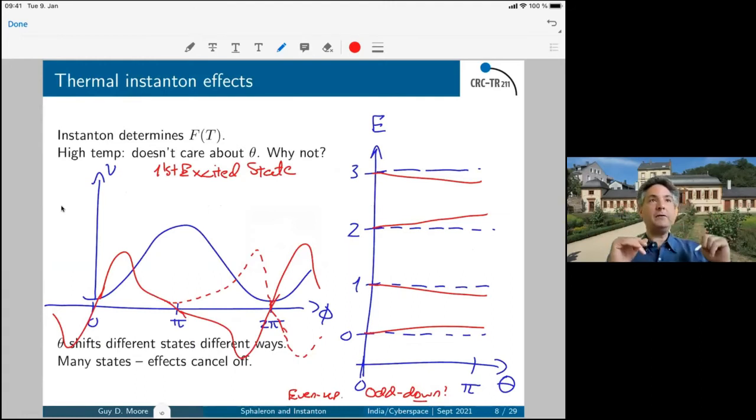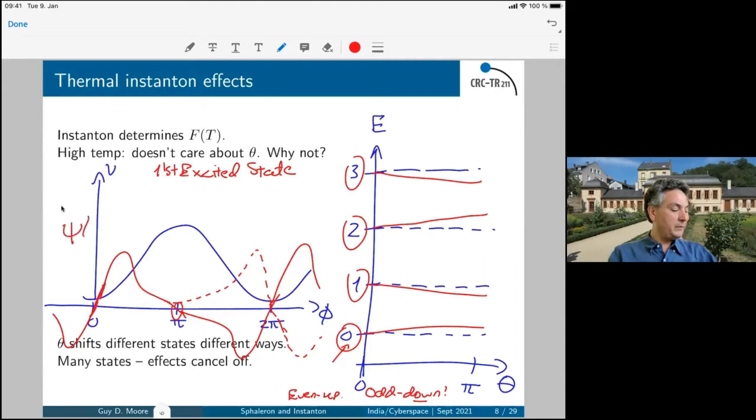And the reason is because in vacuum, the free energy is determined by the ground state. At finite temperature, there are contributions from excited states. And the ground state, you recall, wanted to be symmetric at this point. The first excited state actually wants to be antisymmetric at this point. The first excited state looks like this. Its wave function psi of phi has a node at 0. And so it's positive over here and it's negative over there.